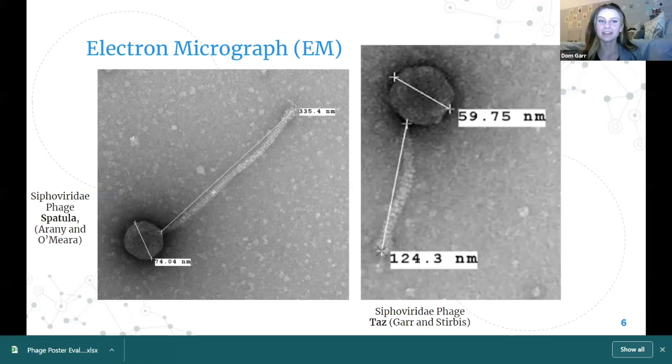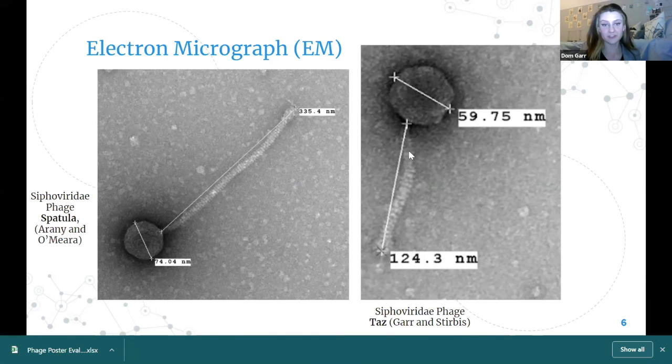To observe these morphotypes in lab, we take an electron micrograph image of the phage in order to see the physical attributes of our phages, which is super exciting. Here we have two Siphoviridae isolated by Ben and I ourselves. These are Siphoviridae, much like every phage that was isolated this semester, and you can tell that because they have a smaller head than tail size.